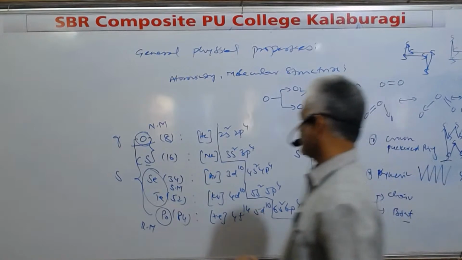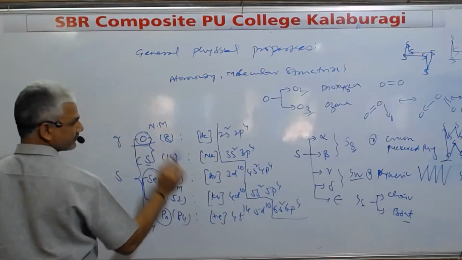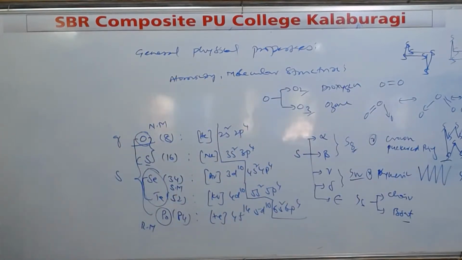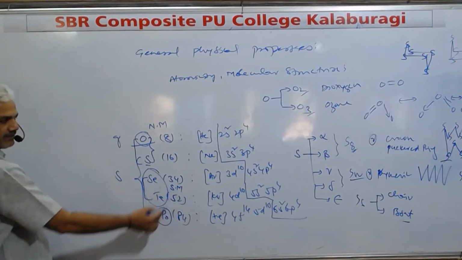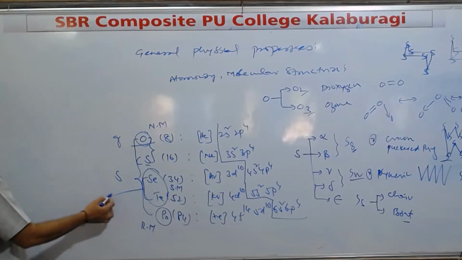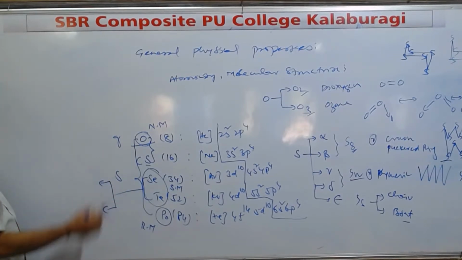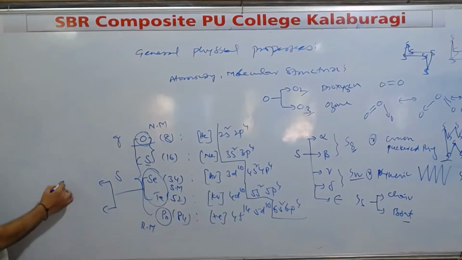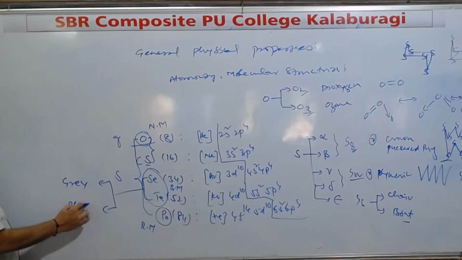Right? What about selenium and tellurium? Being semi-metals. Semi-metal means what? It will have both metallic character as well as non-metallic character. So those forms themselves are called allotropic forms. Metallic form is gray in color, non-metallic form is black, and they are supposed to exist as tetraatomic molecules.